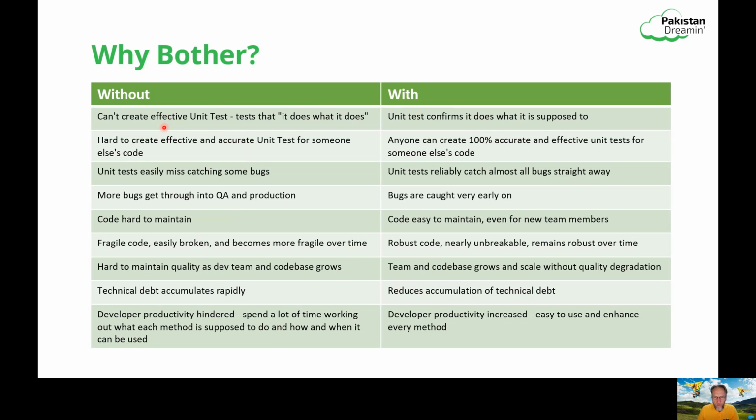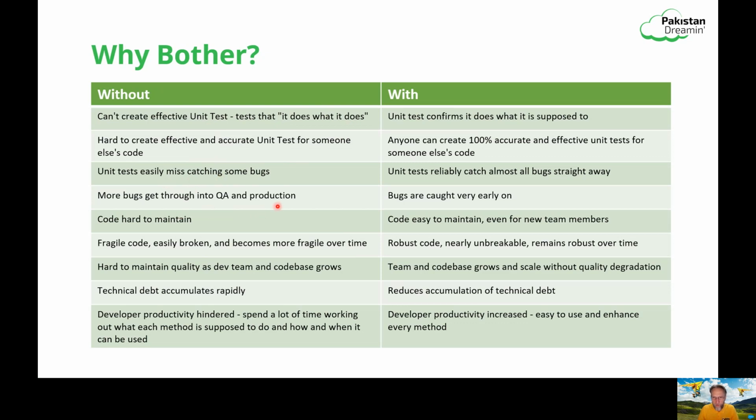So without method contracts, a method is not defined in terms of functionality, in terms of what it should do. So you can't create effective unit tests to test it does what it should do if you haven't defined what it should do. In effect, you end up testing it does what it does, which isn't very effective. And it's even harder for someone to create a unit test for someone else's code, because again, they don't know what it should be doing. So unit tests then easily miss some bugs.